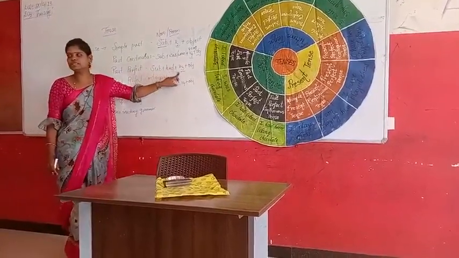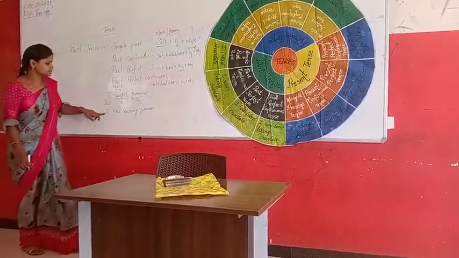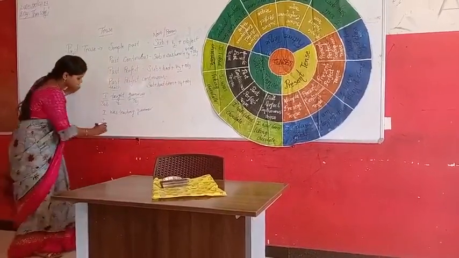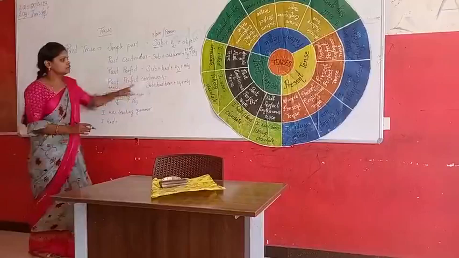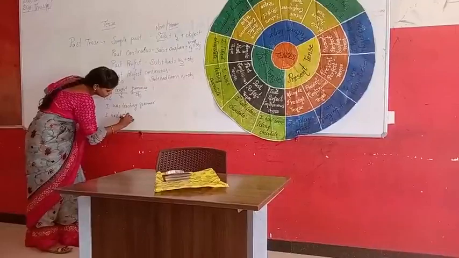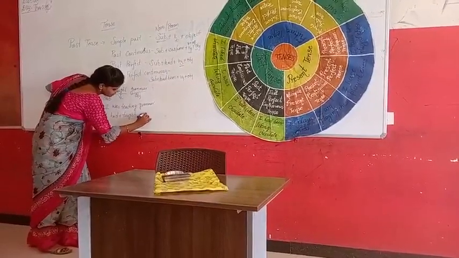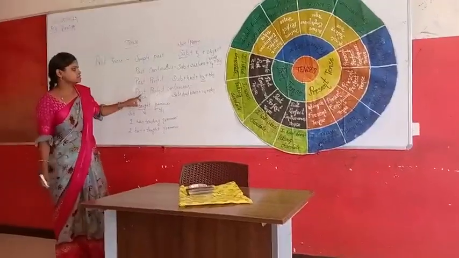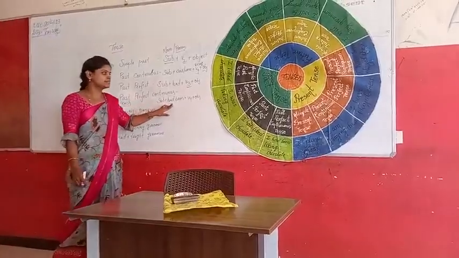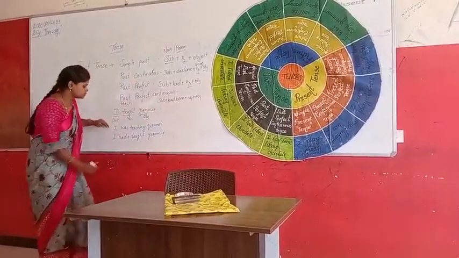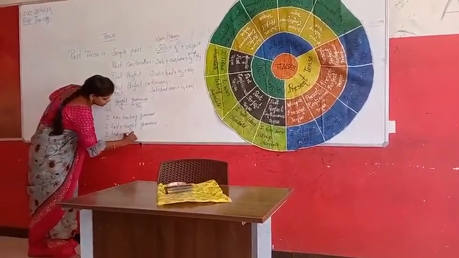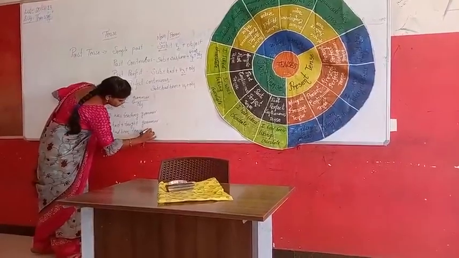Subject plus had plus V3 plus object. What is the subject? I. Here compulsorily we should use this helping verb had. Had plus V3. V2 is taught. V3 is also taught. Grammar is object. Next, past perfect continuous. What is the structure of past perfect continuous? Subject plus had been plus V4 plus object. Subject is I, had been, V4 is teaching, grammar.